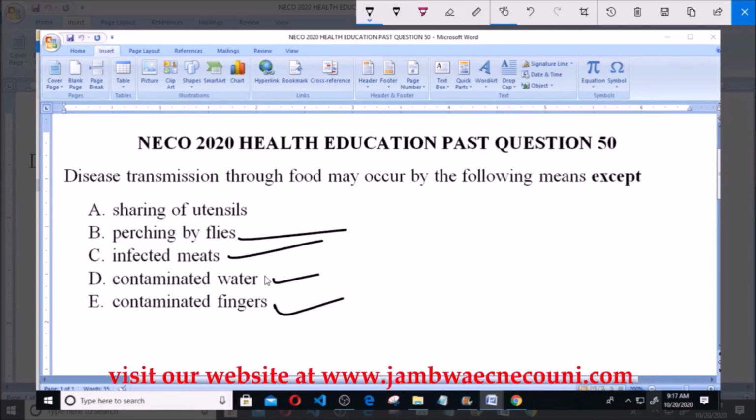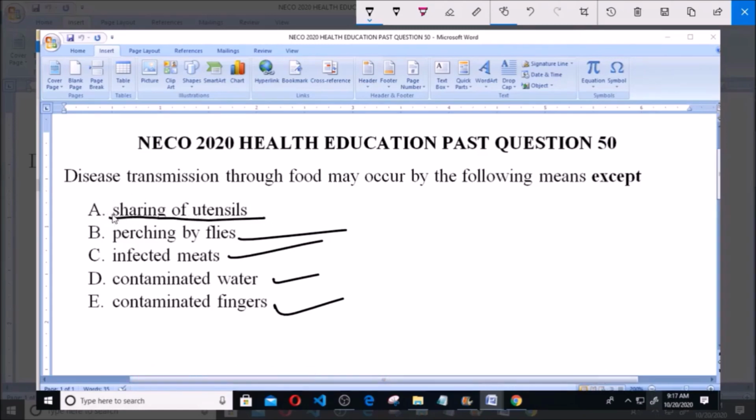food disease. Now sharing of utensils is not actually a way of transmitting disease through food, because when utensils have been shared, it is ensured that they are sterilized by washing them properly with soap and water before they are used. So this is not a means of transmitting disease, and so therefore we can say this is the answer to this question, because the question is asking us for what is not a means of transmission of disease through food. So option A is the correct answer to this question.